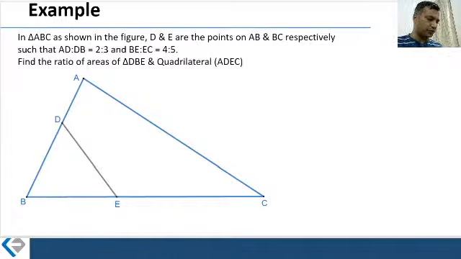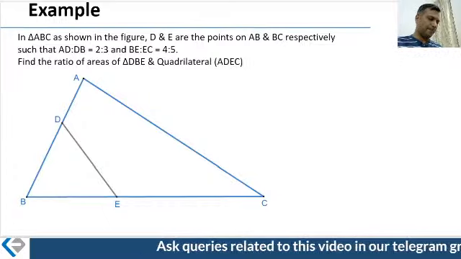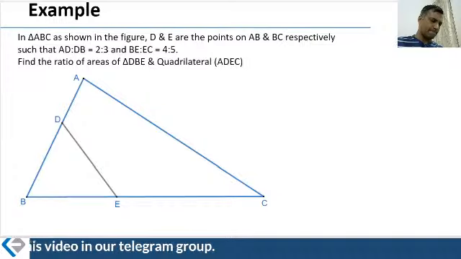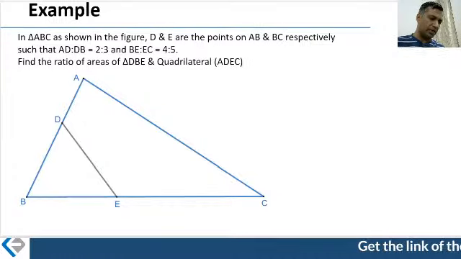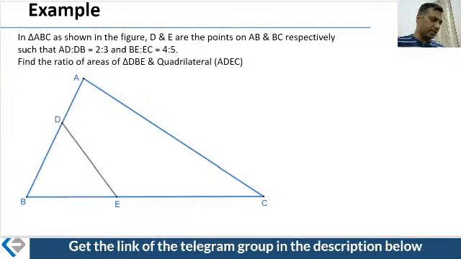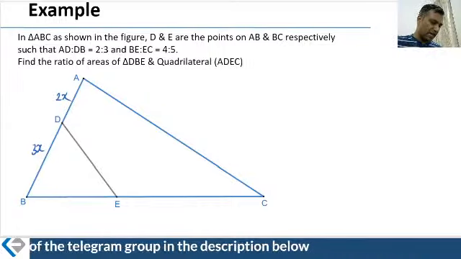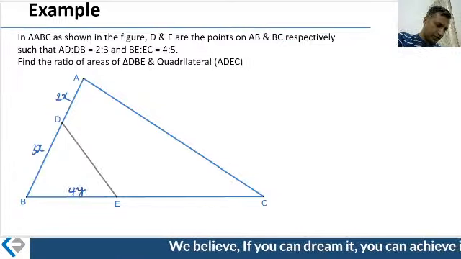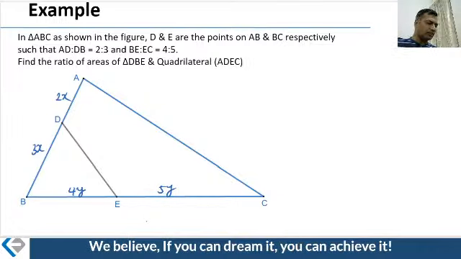Take a look at this question first. D and E are points on AB and BC respectively, such that AD and DB are in the ratio 2:3. Let me put it like this: if this is 2x, this has to be 3x. BE and EC are in the ratio 4:5. Therefore if I write this as 4y, this has to be 5y.